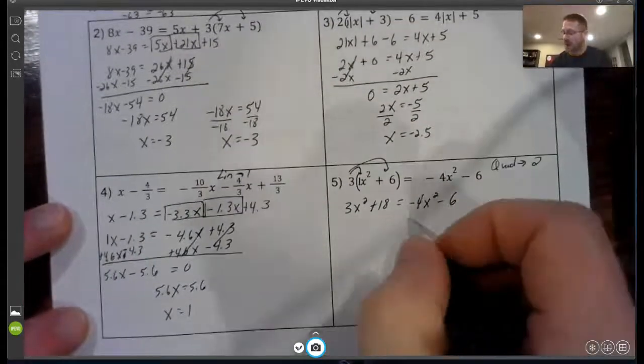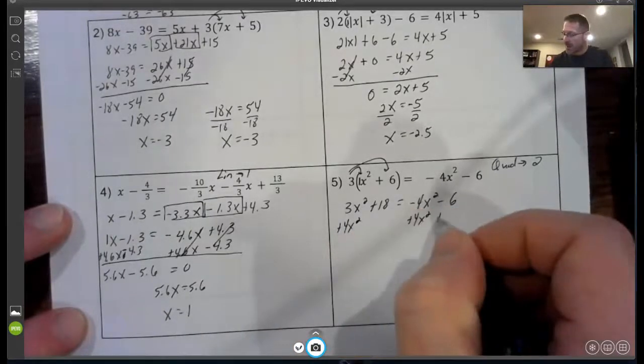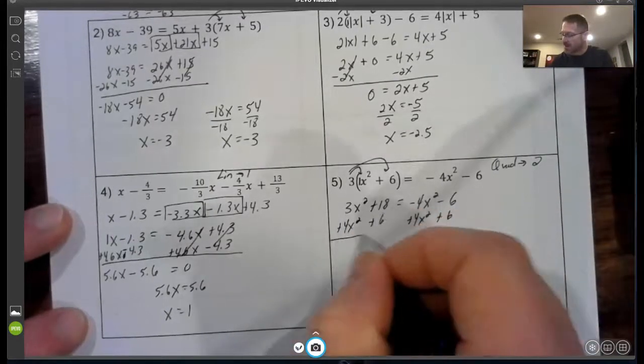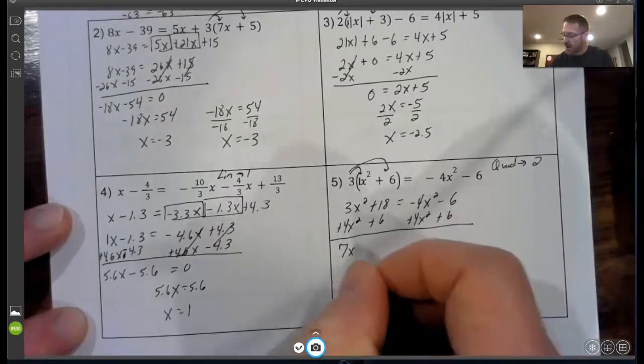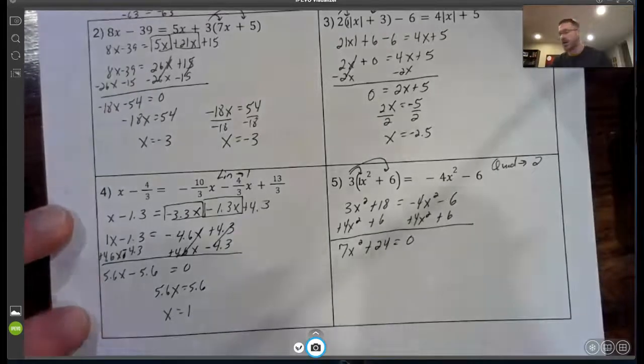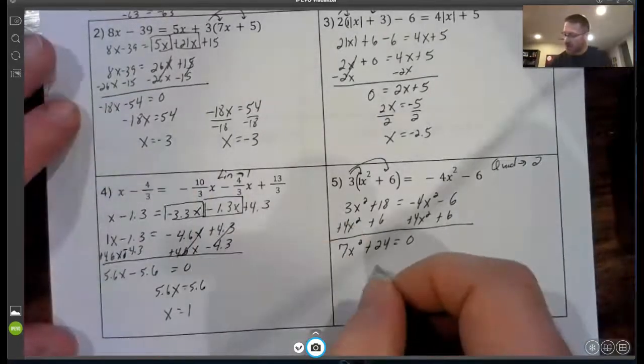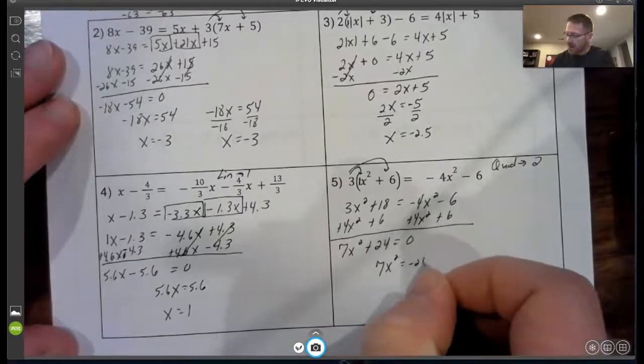All right, so I'm going to have to add 4x squared, add 4x squared. I'm going to have to add 6, I'm going to have to add 6. All right, so 7x squared plus 24 is equal to 0. All right, so now, what plus 24 is 0? Negative 24. So 7x squared equals negative 24.